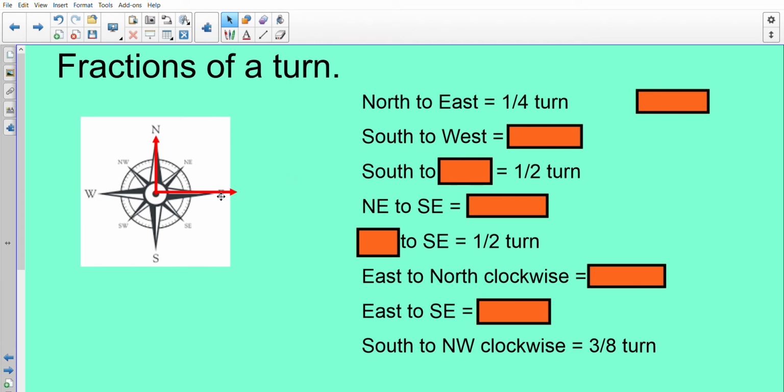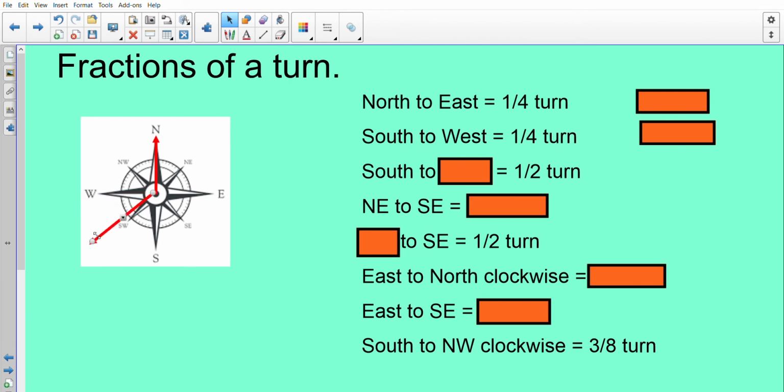What about to go from south to west? So we start off facing south, we faced west. That is a 1/4 turn, isn't it? Because from there to there is a 1/4 turn. It's a 90-degree turn, isn't it? Okay, the next one says from south to something is a half turn. Well, a half turn from south would be half is either that way, or half that way. So we'd be ending up facing north, wouldn't we?